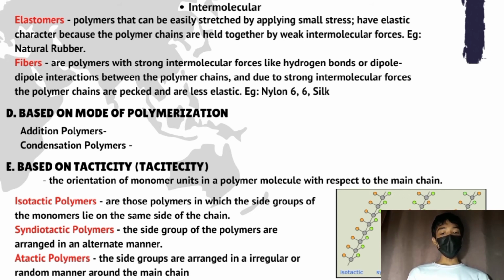Syndiotactic polymer, the side groups are arranged in alternating fashion. And the last is atactic polymer, the side groups are arranged in irregular fashion. It has proper strength and more elasticity.